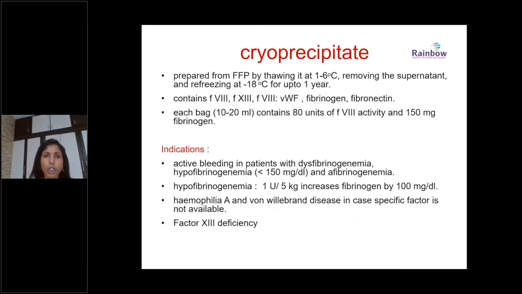And coming to cryoprecipitate, as we have seen in the beginning, the way we separate it: when we hard spin it, you can get the cryoprecipitate, which can be stored up to 1 year at minus 18 degrees. It is rich in factor VIII, factor 13, von Willebrand factor, and fibrinogen, and it does not contain factor IX. So that is one important point we all need to remember.